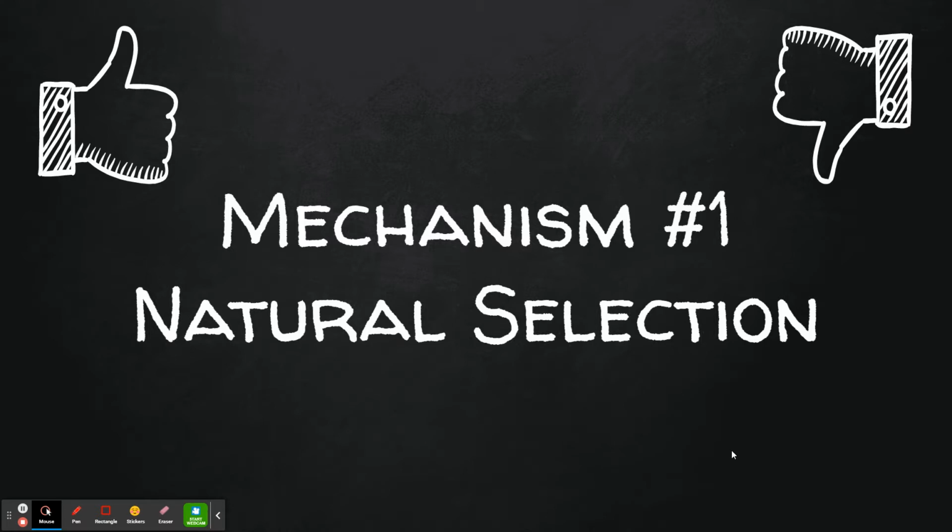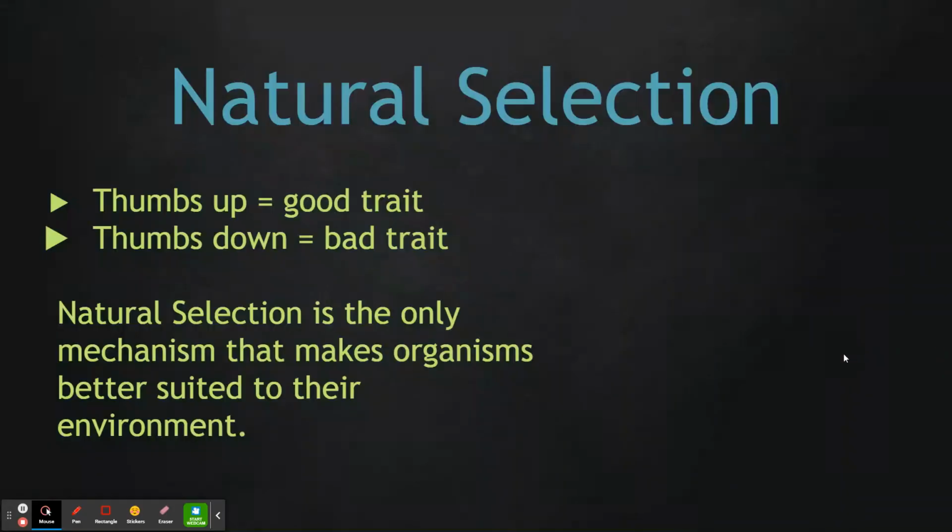So the first way that evolution can happen is through a process called natural selection, which we learned about in the last unit. And so we just want to review natural selection and how it works on what we call polygenic traits, or traits that have a variety of outcomes.